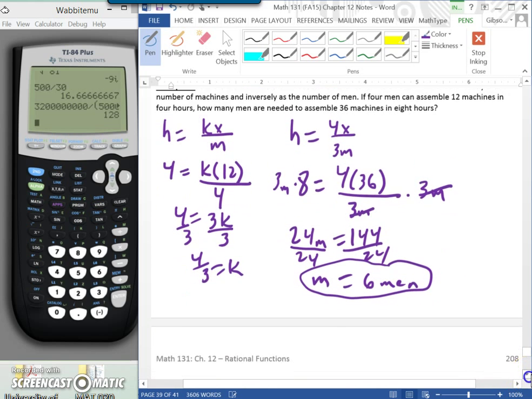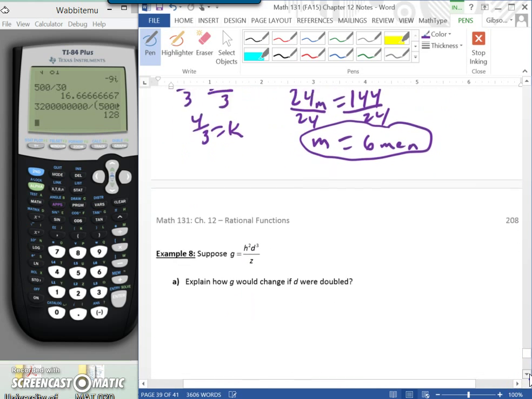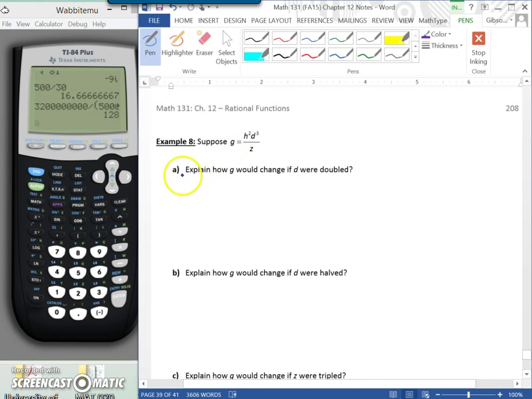Okay, now we come to example 8. It says here, explain how G would change if D were doubled. Now listen, if we double D, which means that we're going to multiply by 2, right? How do you think that would affect G?